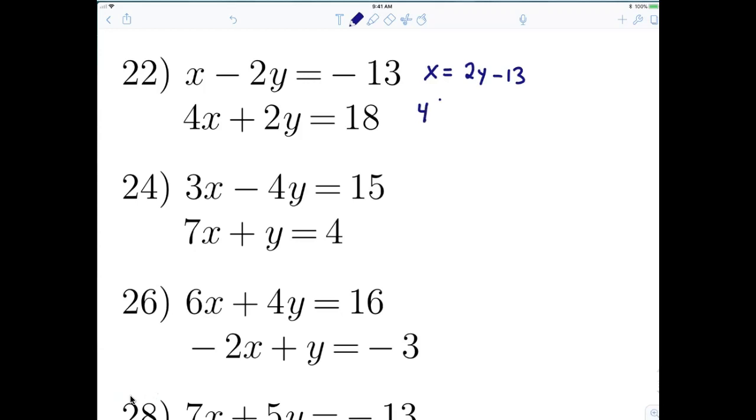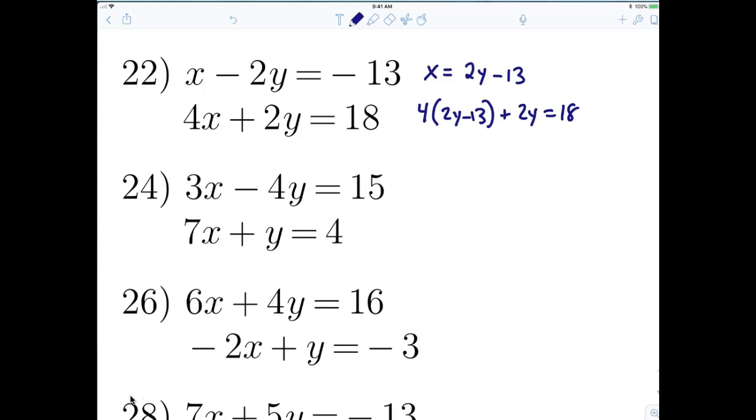So, 4 open parentheses, 2y minus 13, close parentheses, plus 2y equals 18. Everybody okay with that or not? No, I solved it for y, not x. Well, you should be solving for x, right? The reason why we don't solve for y is because I end up with fractions. So you always try to find the easiest one. But that's a good mistake. Why can't you do the bottom? Well, you could, but it's just easier to solve the top one.